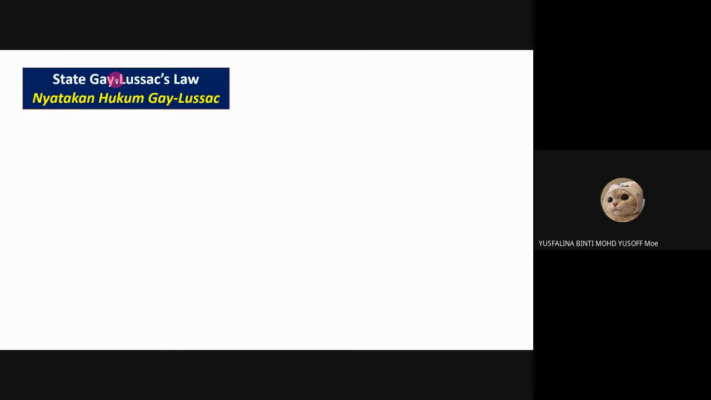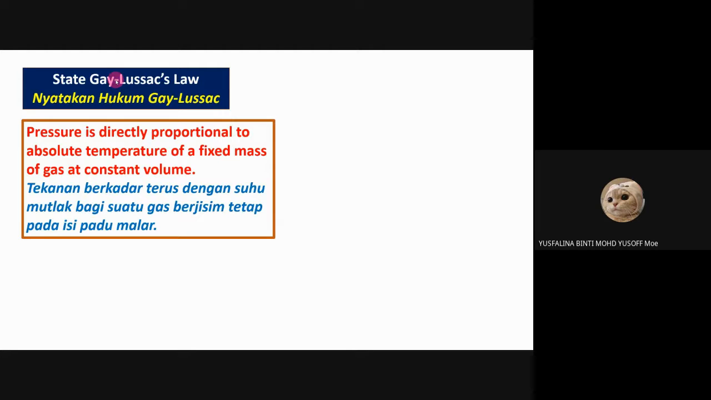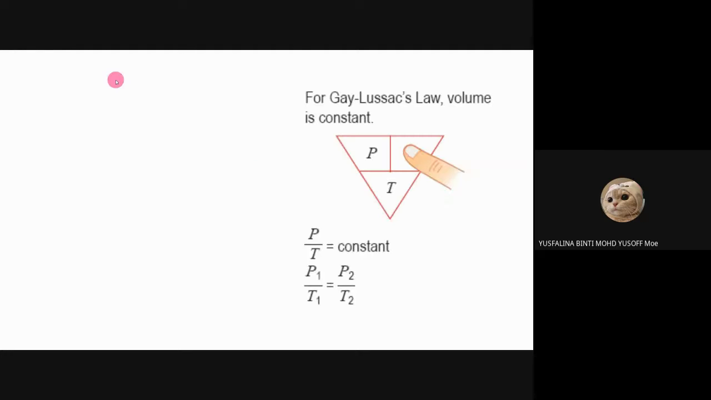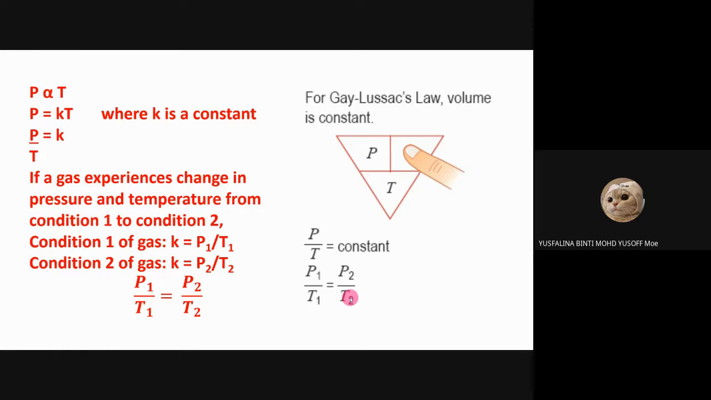So state the Gay-Lussac's law. So this one is actually the pressure's law. The pressure is directly proportional to the absolute temperature of a fixed mass of gas at constant volume. Okay, so this is the triangle. Remember I told you this one we kept the volume constant. So we close the V here, so it only left P and T. So this one is P over T. So the formula is P1 over T1 equals P2 over T2. Okay, so this is the formula.